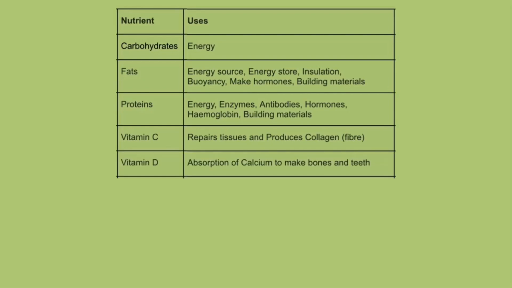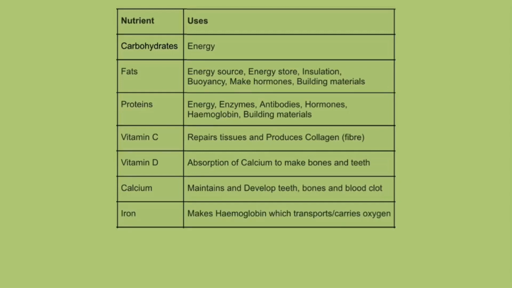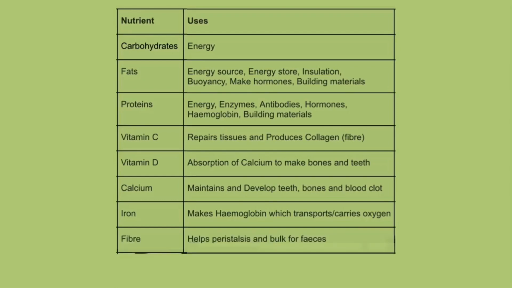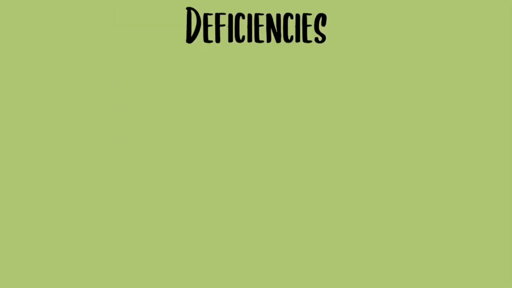Vitamin D is responsible for the absorption of calcium to make bones and teeth. Calcium maintains and develops the teeth, bones, and blood clot. Next, we have iron, which makes hemoglobin, which transports and carries oxygen. Fiber helps in peristalsis and adds bulk for feces. And finally, we have water, which acts as a solvent for transport and chemical reactions.